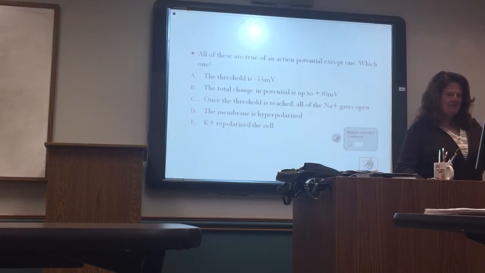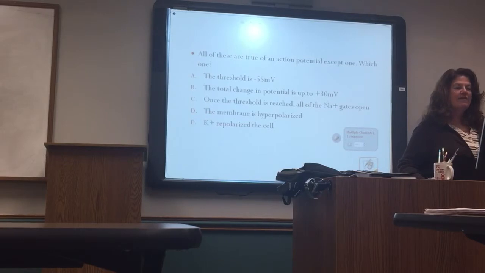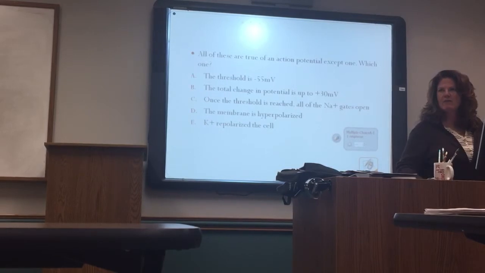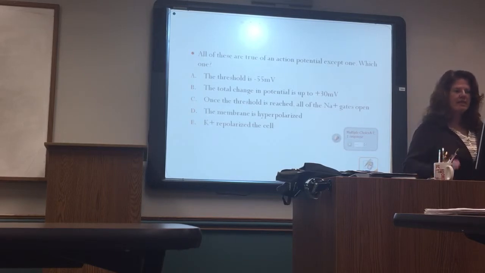D is the correct answer. So the threshold, which is when the sodium gates open, that's at minus 55. Once the sodium gates open, and all the sodium gates open once the threshold is reached, so that's why C is still true, then the potential goes all the way up to plus 30. I left that off in my review. So it goes all the way up to plus 30. At plus 30, the sodium channels close, the potassium channels open, potassium repolarizes the cell.